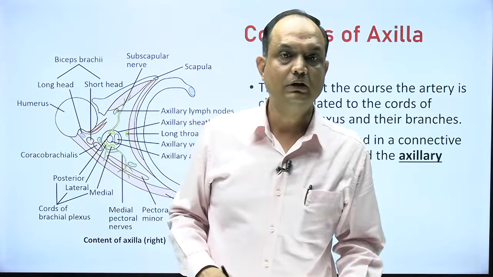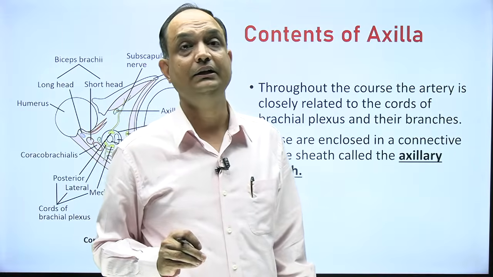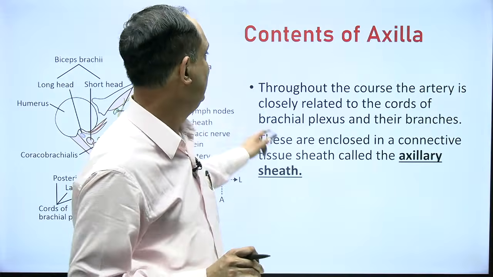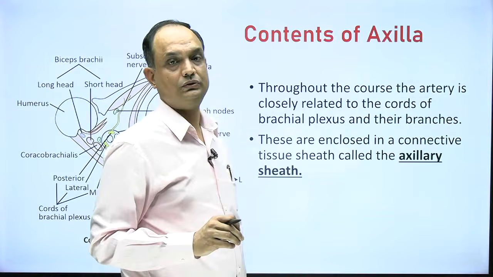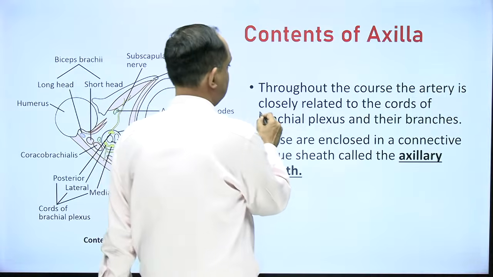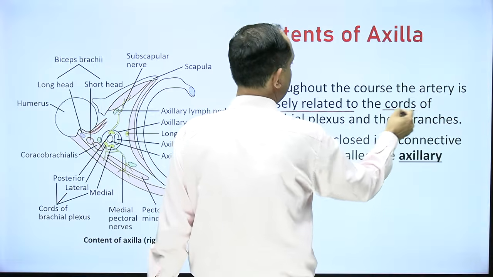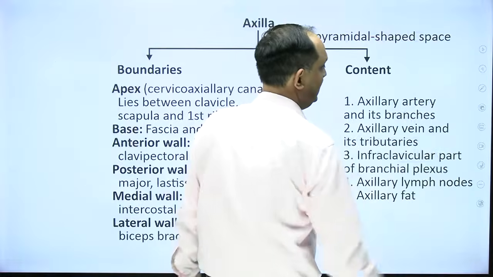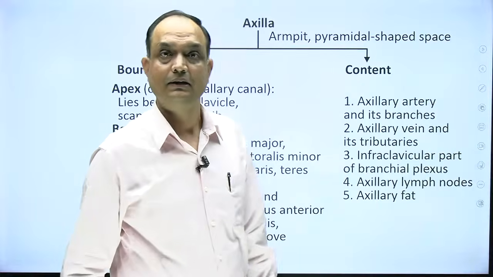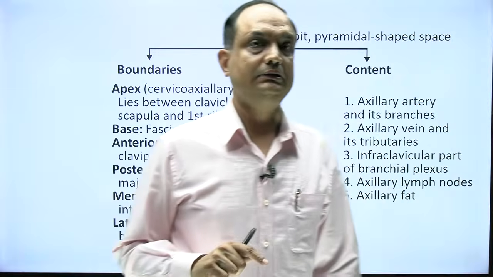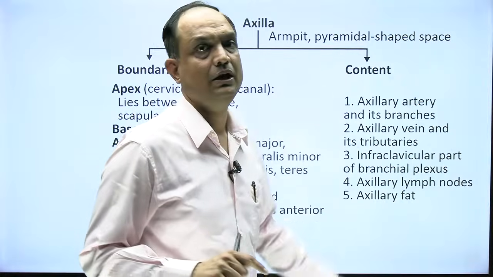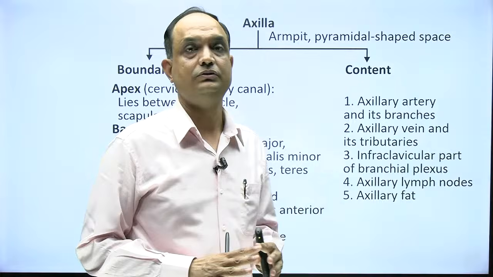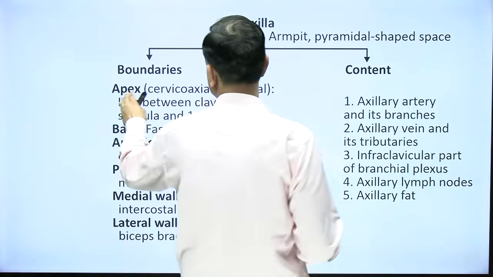Clear? So now students, whenever you are reading the contents of the axilla, you have to understand that throughout its course the artery is closely related to the cords and branches of the brachial plexus. Clear? Now dear students, to summarize this whole introduction and boundaries, you have to understand that there is an apex.